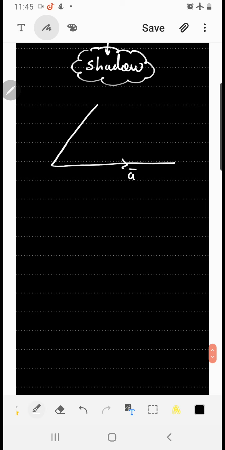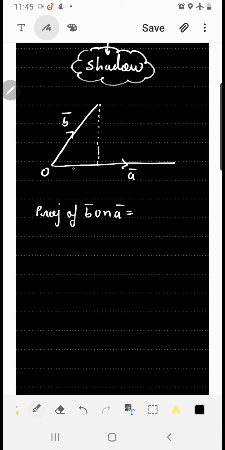Let's say we have two vectors a bar and b bar. Now when I ask what is the projection of b bar on a bar, projection means shadow. So let's name this as OAB. This part is called the projection of b bar on a bar. So I'll be using the word length OM. Now if you see in the diagram, if this is theta, I want length OM.